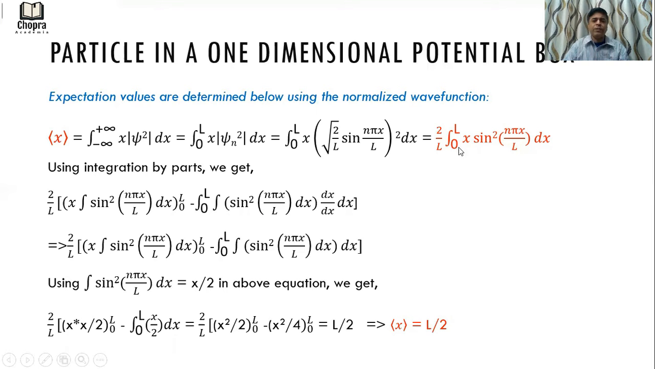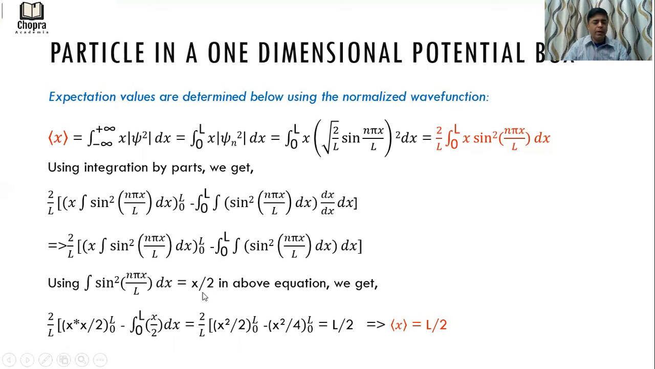Taking x to be the first function u and taking the sine square n pi x by L to be the second function v, using the integration by parts formula, we can open it up like 2 by L brackets x times indefinite integral of sine square n pi x by L dx, limits from 0 to L on the entire bracket terms, minus integration from 0 to L again indefinite integral of sine square n pi x by L dx times d by dx of x, basically dx.